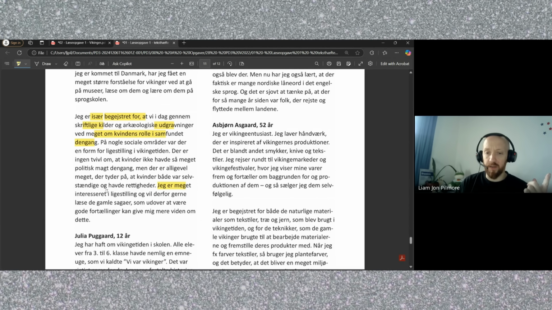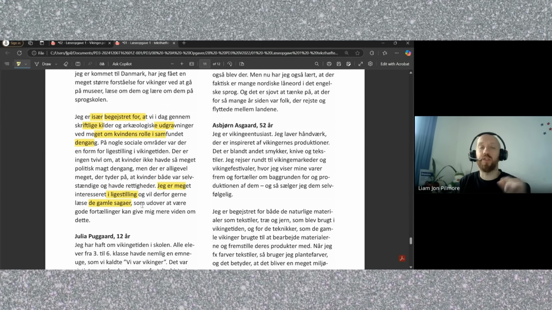"Hernede, jeg er meget interesseret i ligestilling, og derfor læser jeg de gamle sagaer." There we go, we have a keyword here, sagaer. It's almost like there are two responses here. It could be ligestilling, which means equality, and it could also be kvindens rolle i samfundet. I would be tempted to go just for this one, because it's closer to this især begejstret for. I think both would be acceptable, but I'm going with that.